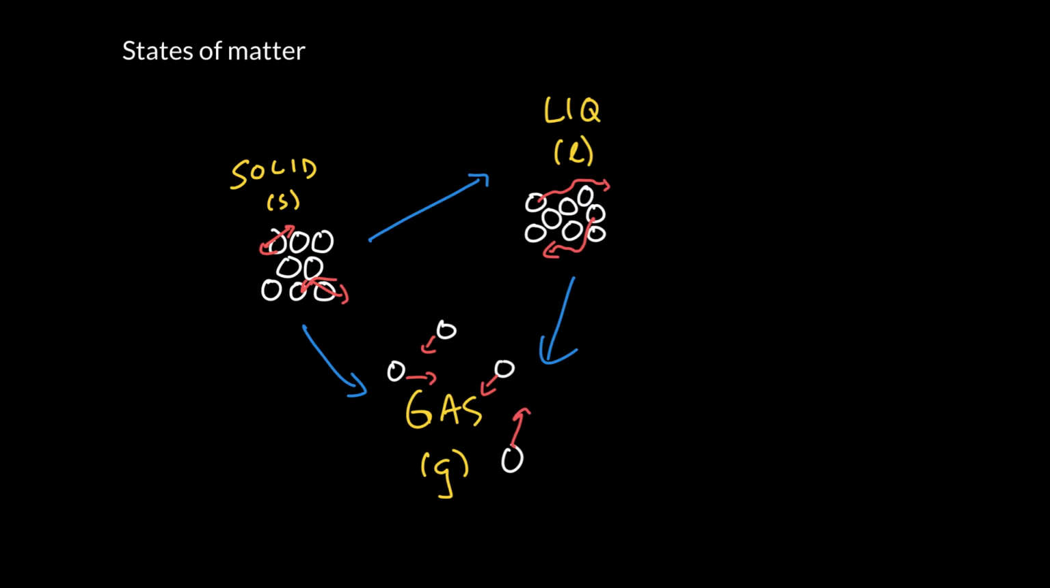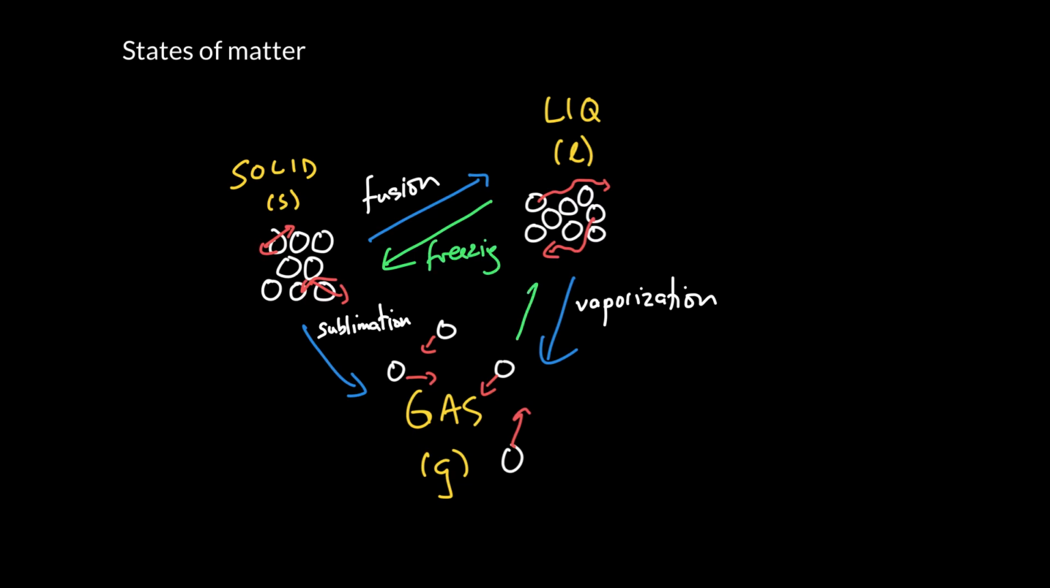You should make sure you have those names written down in your notes, and I'll just quickly scratch them above the arrows, like so. We can also go in the opposite direction. We can remove heat and change a liquid into a solid, and that is called freezing. We can remove heat and take a gas into a liquid, and that is called condensation. And we can remove heat from a gas and turn it into a solid, and that's called deposition, because we literally end up depositing a layer of solid.